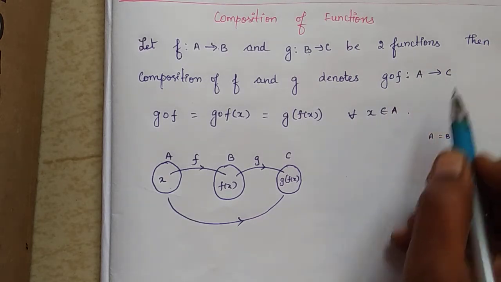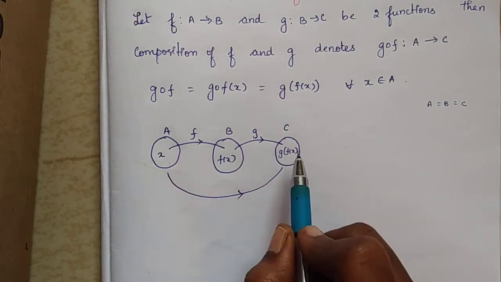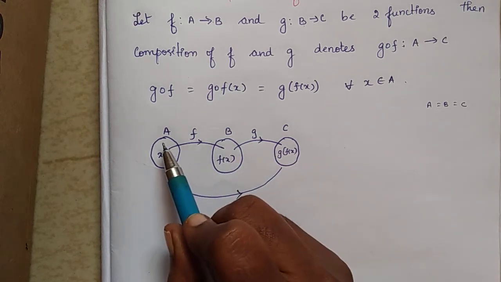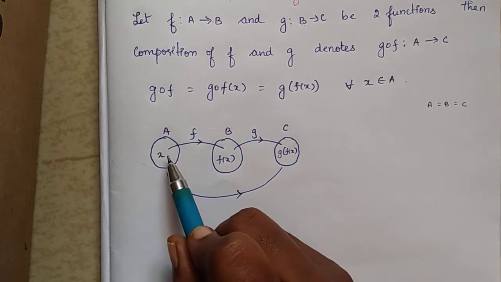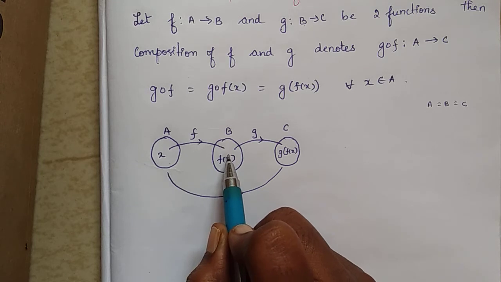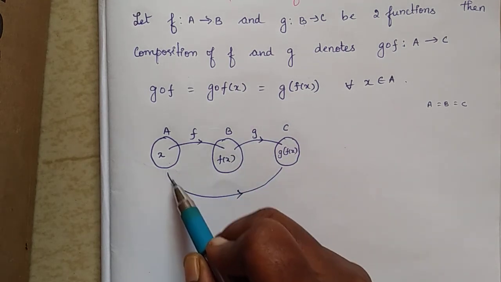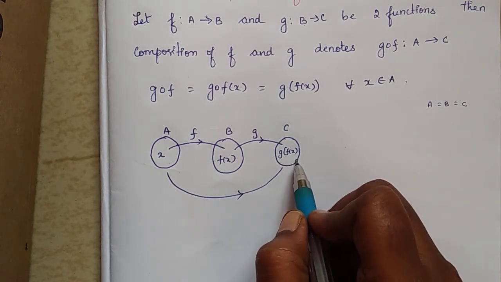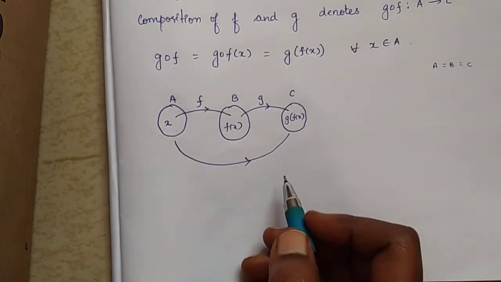Now see here, this is set A, set B and set C. The function relating A and B is f, and the function relating B and C is g. If one function relates A and B, and B and C are related by another function, then A and C can be related by the function g of f of x. Now let us understand this with a few examples.